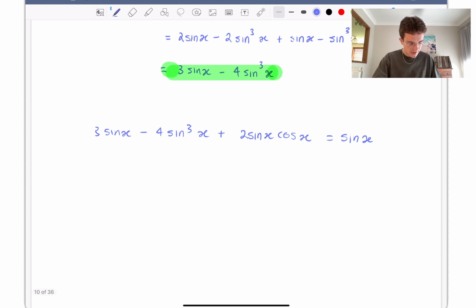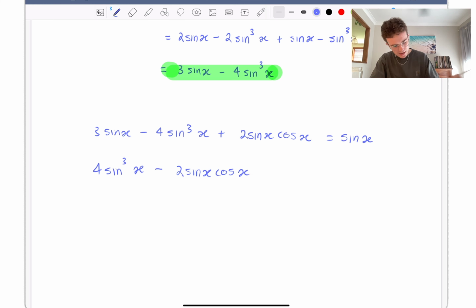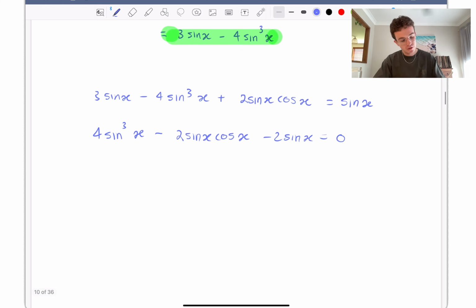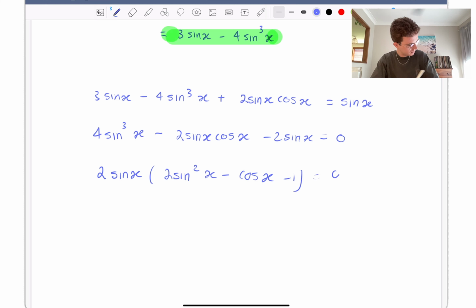Okay. Now we can have a go at simplifying this. So let's say this is equal to, let's plus everything over to the right hand side, 4 sine cubed of x minus 2 sine of x cos of x, and that's going to be 1 minus 3 is minus 2 sine of x, and that's equal to 0. Okay. Now it looks like we can take out a factor of 2 sine of x. Let's do that. 2 sine of x, 2 sine squared x minus cos x minus 1 equals 0.